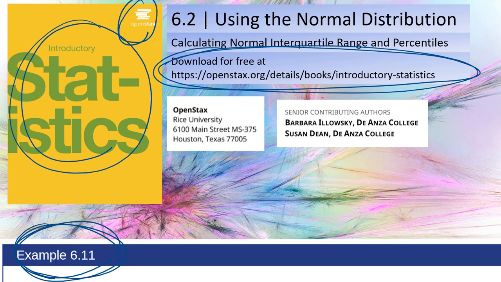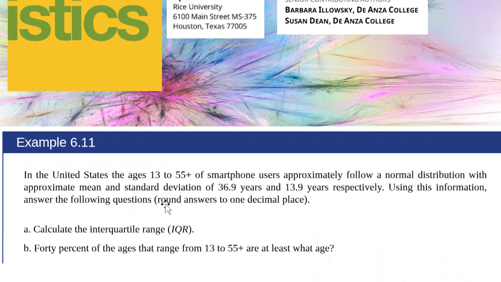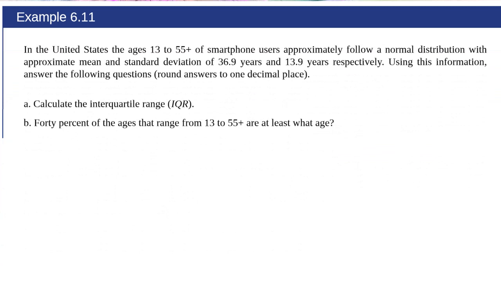My calculator is going to be Excel, but you could also use a graphing calculator, and if you go to this link, they do provide detailed instructions about how to use a graphing calculator. Alright, so let's get started by reading through the question. In the United States, the ages 13 to 55 plus of smartphone users approximately follows a normal distribution, with a mean and standard deviation of 36.9 years and 13.9 years. Using this information, answer the following questions.